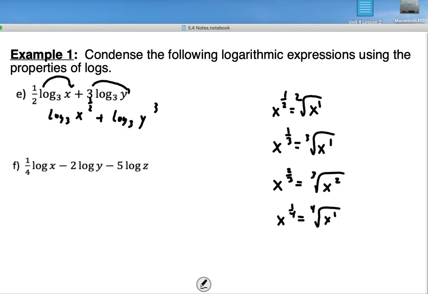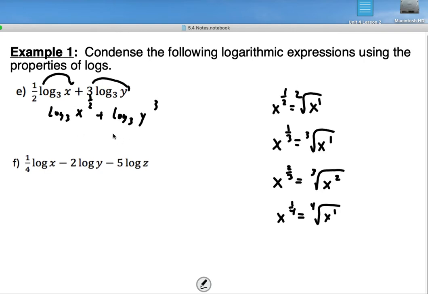That's just the 4th root of x. All right, so we are condensing these. So now we can change this. We've got log base 3, and we've got x to the 1/2. We've got log base 3 of x to the 1/2 plus log base 3 of y to the 3rd. There's an addition sign between them, so we're going to combine them using multiplication.